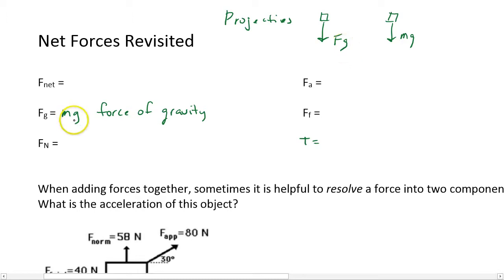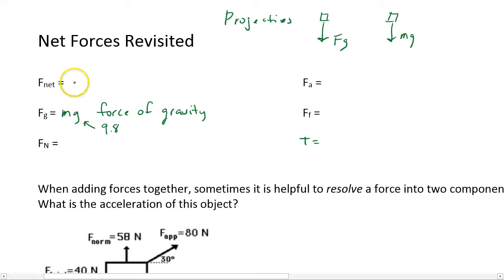So m is the mass and g is the gravitational field strength or the acceleration due to gravity, depending on how you want to define it. Close to the Earth, it's 9.8. So in our questions, we're going to be using 9.8, unless sometimes I tell you to use 10 just to keep things really simple.